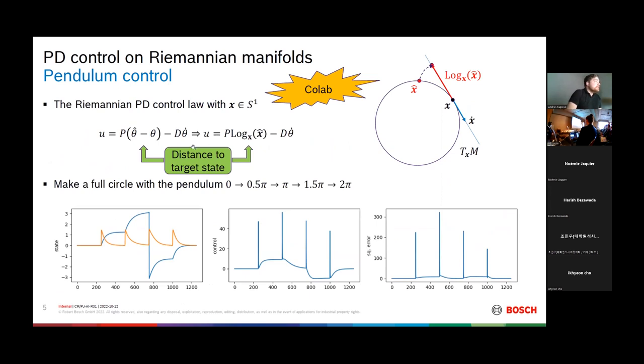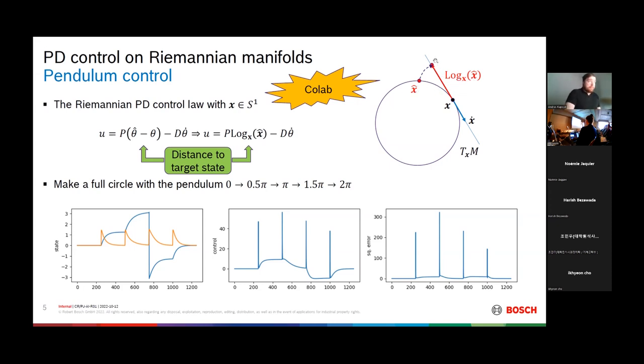And as a teaser, let me just show you how we design a Riemannian PD controller. Our first move is to change the state representation to be on the S1 manifold. So instead of the theta angle, we are directly optimizing over this S1 manifold, which you can see here on the right side. And what we have at a given point on the manifold x is the tangent space defined there. In this tangent space, we can use the logarithmic map to measure the deviation from the target state x hat.